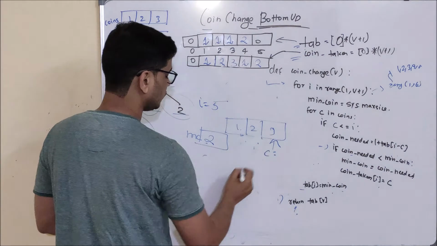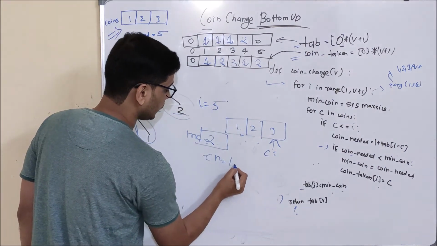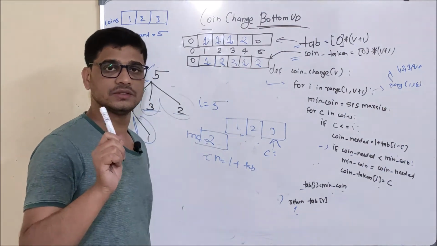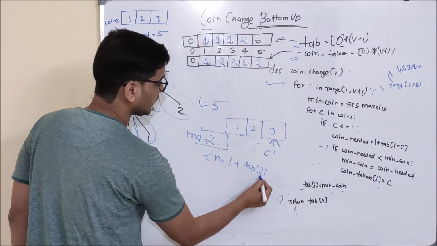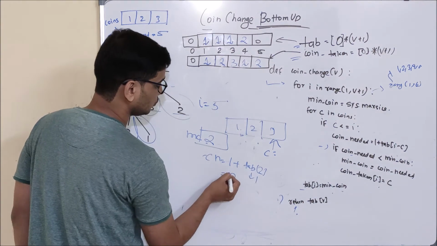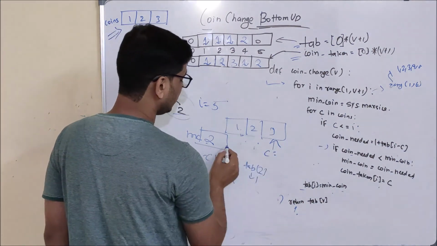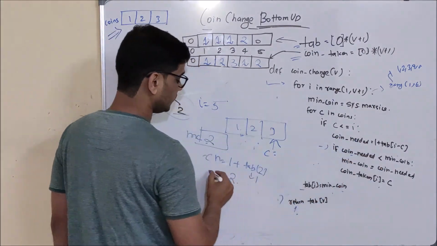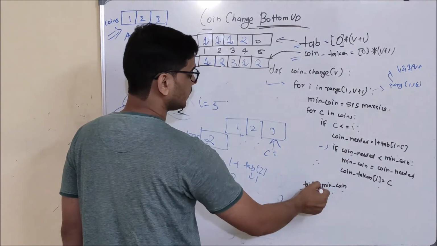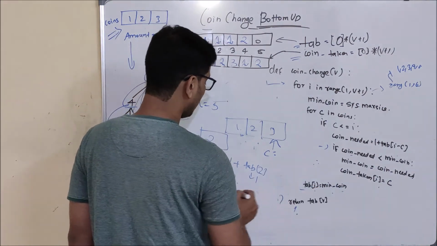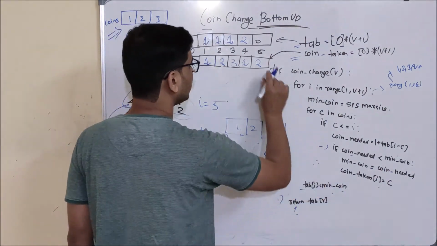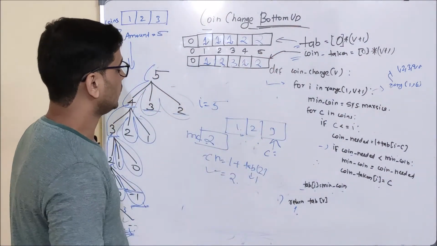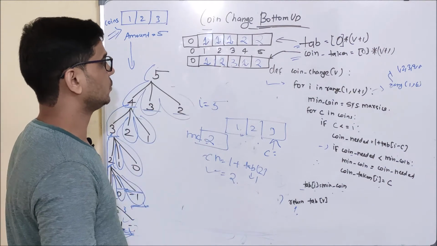Now what will I do? c equal to 3. So coin needed equal to 1 plus tab of I minus c. I is 5, c is 3. So tab of 2, and tab of 2 is also equal to 1, so it will be equal to 2. But this condition will be false. Coin needed equal to 2 and min coin is 2. So coin needed is not smaller than min coin. This condition will be false. So this for loop will end. Control will come here for I equal to 5, and tab of 5 will be updated with min coin. So it will be updated to 2. So this is how this particular bottom up code is going to execute.